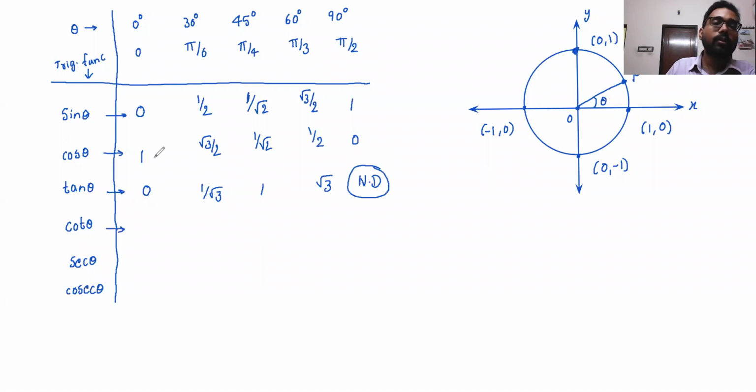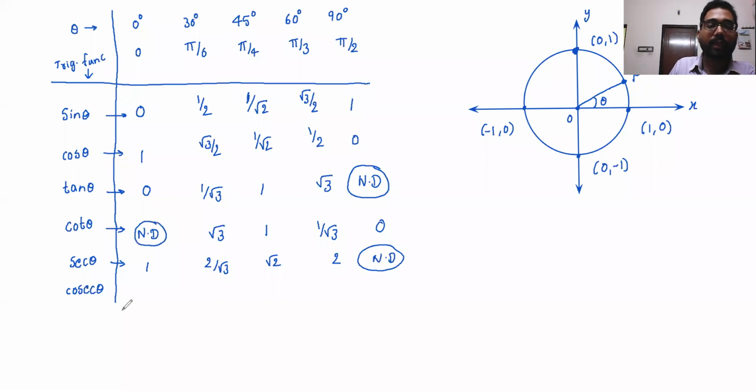Similarly, cot theta. Cot theta is cos upon sine. Here it is not defined because sine theta is 0. So 1 upon 0, not defined. And here it is root 3. Here it is 1. Here it is 1 by root 3. And here it is 0. Similarly, secant theta is 1 upon cos. So 1. Then here 2 by root 3. Root 2. Then 2. Then here we have not defined.